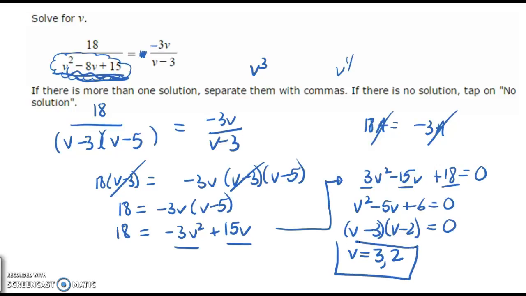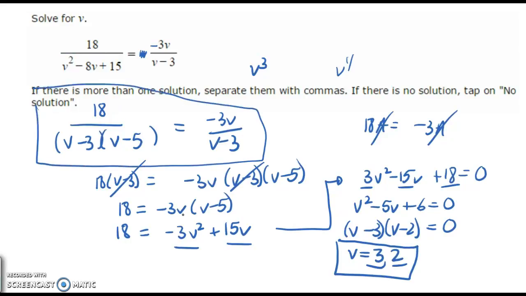So now I get to take these answers, go back to the original problem, and make sure that they are not restricted values. So here's the original problem in factored form, and I can see that this 3 is problematic. If I had v equal 3, I'll have a division by 0 here, I'll have a division by 0 here, and we can't have that. So this answer has to go, and my final answer is going to be simply v equals 2.